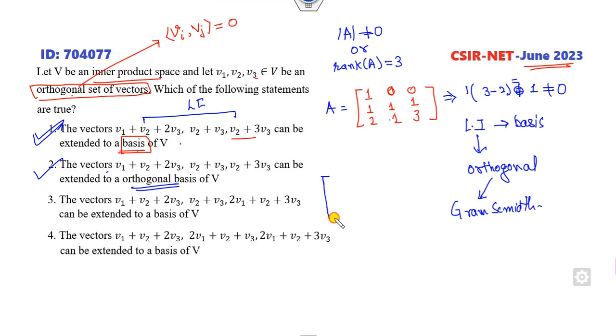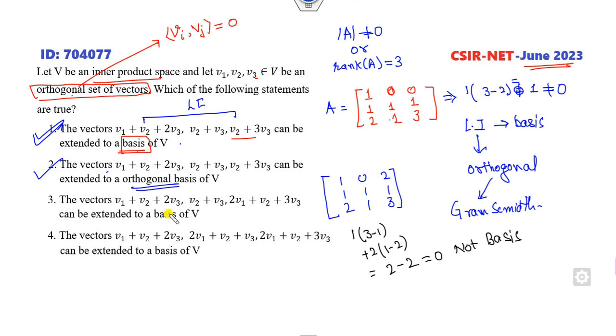Look at this matrix: 1, 1, 2, 0, 1, 1, 2, 1, 3. Fine. Now can you find the determinant of this? 3 minus 1 plus 2 times (1 minus 2). So what is that? It is 2 minus 2, which is 0. It means it is not a basis. But he said it can be extended to the basis, but it is not a basis, so you can never extend it to the basis.